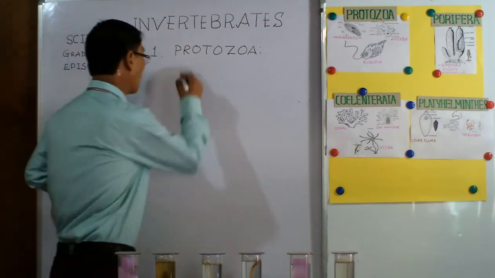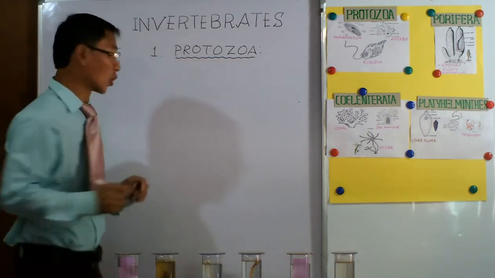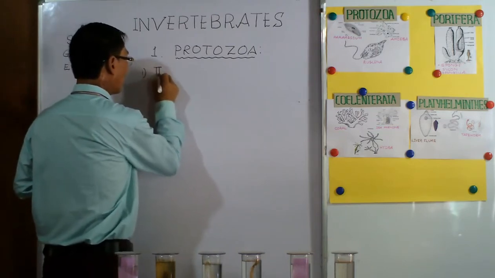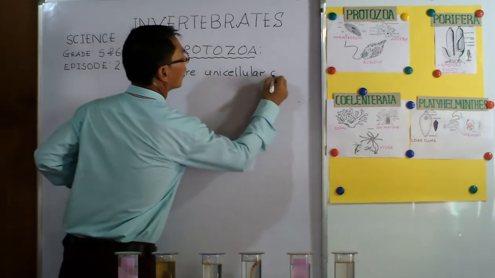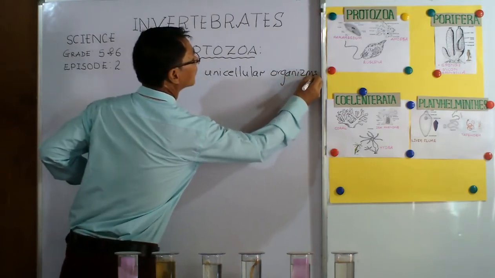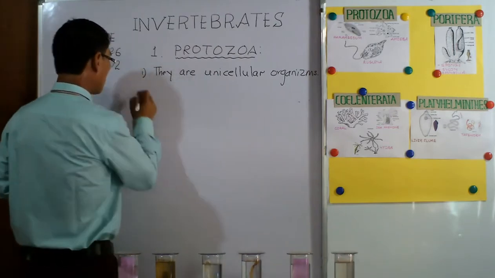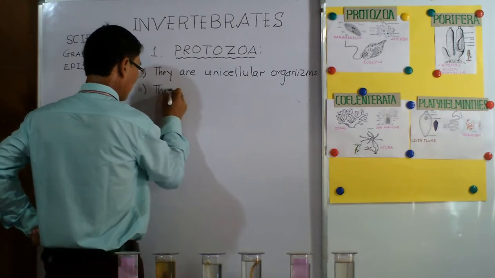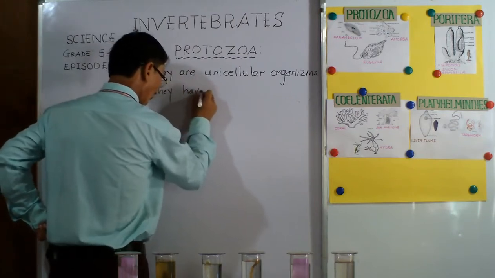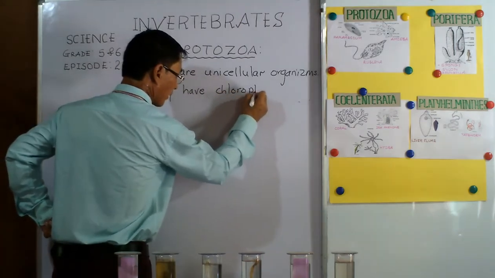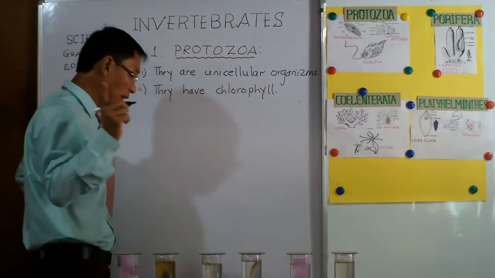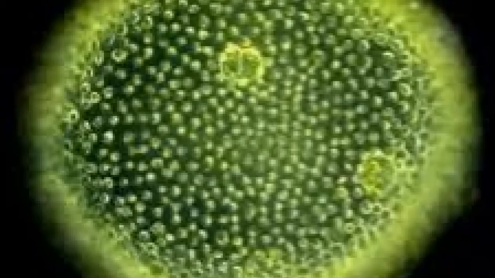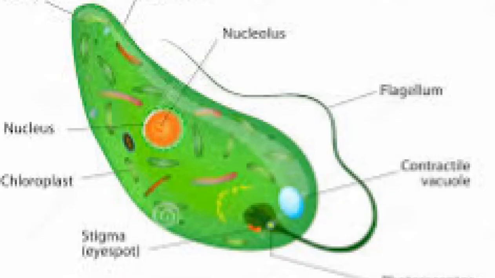Now, let's find out the characteristics of protozoa. Protozoa are unicellular organisms. Let me write that down here. Number 1 is, they are unicellular organisms. Number 2, they have chlorophyll. Not all the animals, but some animals have chlorophyll. For example, I'll write here, volvox, euglena. These animals contain chlorophyll.